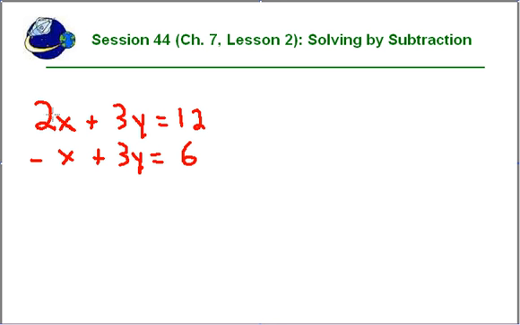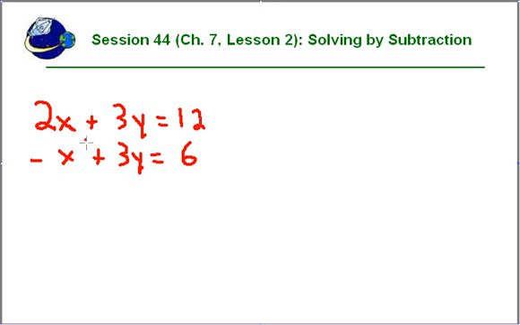For example, if we took a look at our two simultaneous equations here, our first one, 2x plus 3y equals 12, and then our second one, minus x plus 3y equals 6. If we were to go ahead and add these together, well, a 2x plus a minus x would leave us with a plus 1x, and a positive 3y plus a positive 3y would give us a positive 6y. And then our right side would be 12 plus 6, which would be 18.